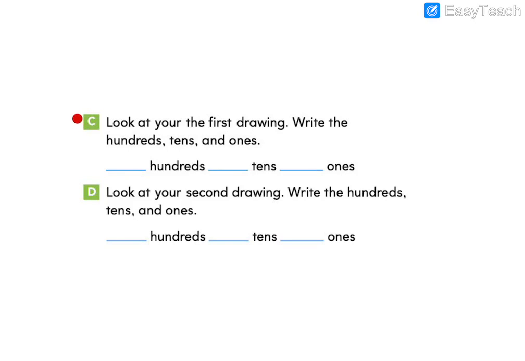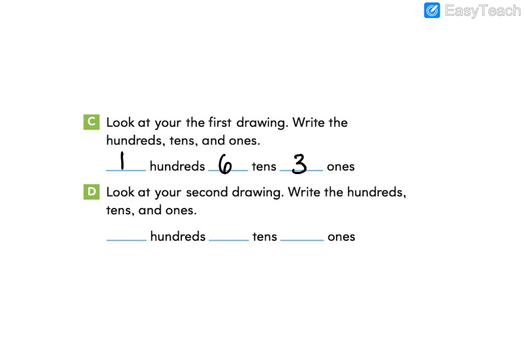Letter C asks us to look at our first drawing, the one that looks like the drawings we've been doing. Write the hundreds, tens, and ones. How many hundreds do you see in our first drawing? 100, 6 tens, and 3 ones.